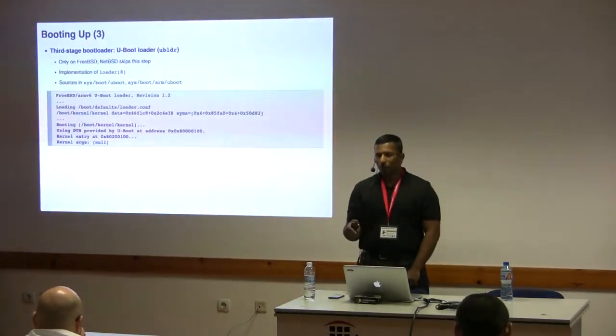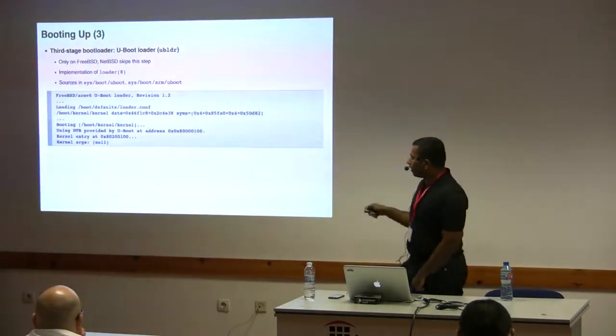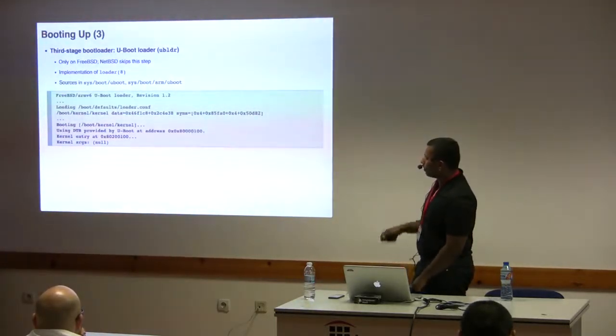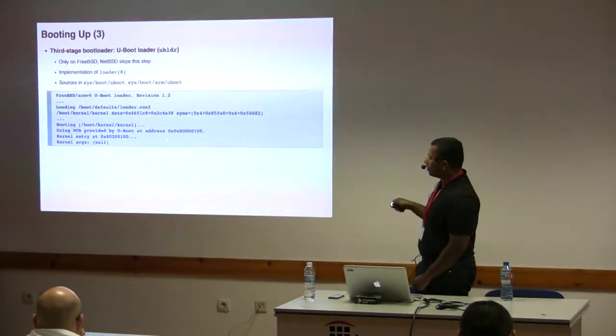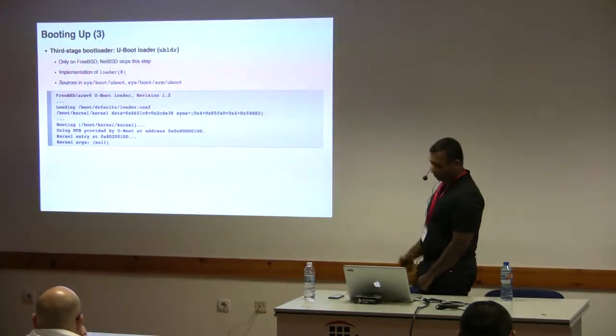So this is an extra bootloader stage that only occurs on FreeBSD. NetBSD doesn't have it. It's an implementation of the standard loader that's on the other FreeBSD platforms. And you can find the sources here if you're interested. And here's the output from the FreeBSD U-Boot loader. You can tell that it's going to boot the kernel, and then it's going to use the DTB provided.